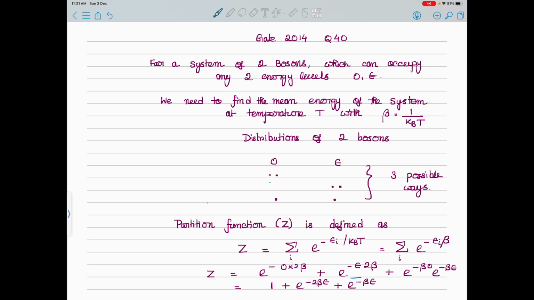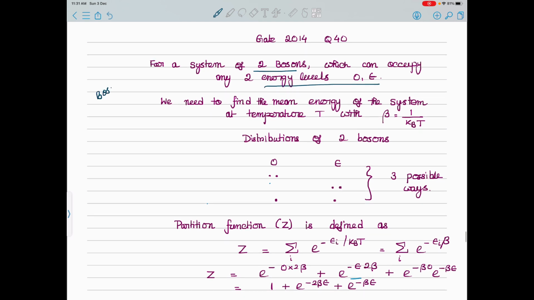It is given in the question that for a system of two bosons, which can occupy any of the two energy levels, 0 and epsilon, we need to know that bosons have certain characteristics. First of all, they are indistinguishable particles. No two particles are different, all are the same, so you cannot distinguish between them. And number two, any number of bosons can occupy a particular energy state. So these are the two key points which we need to remember.